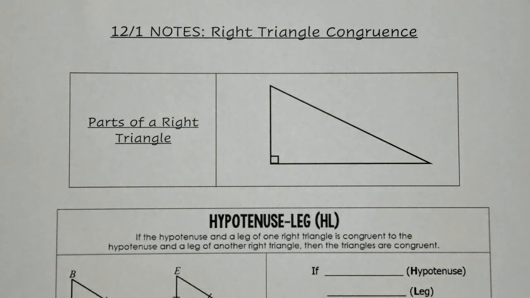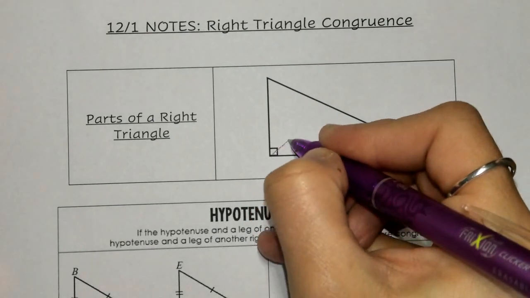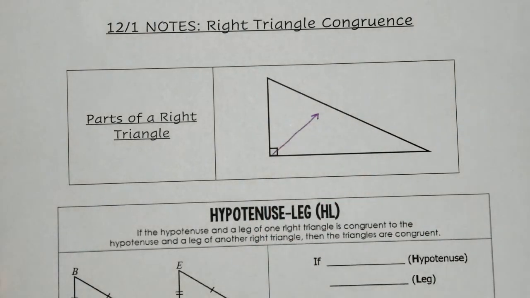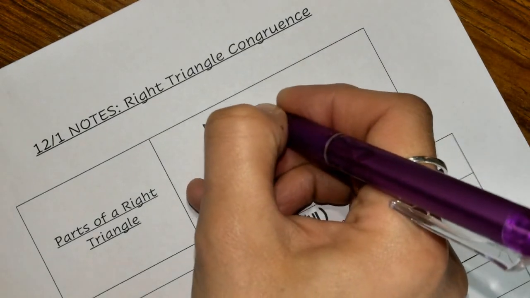All right, everyone, we're going to talk about the fifth and final way of proving two triangles are congruent. This is going to involve a right triangle. So first, let's talk about the different parts of this right triangle. What I always start off with is across from your 90-degree angle is always going to be the longest side, your C, which is going to be your hypotenuse.